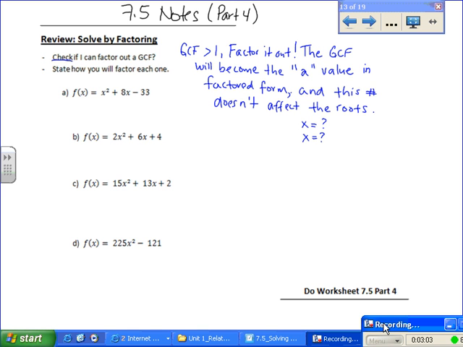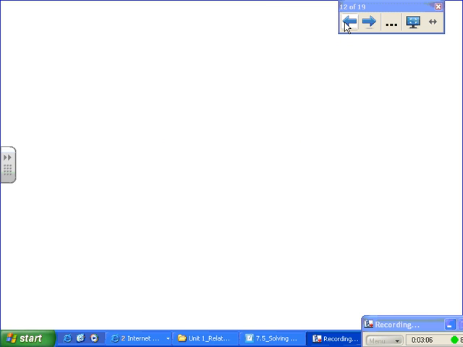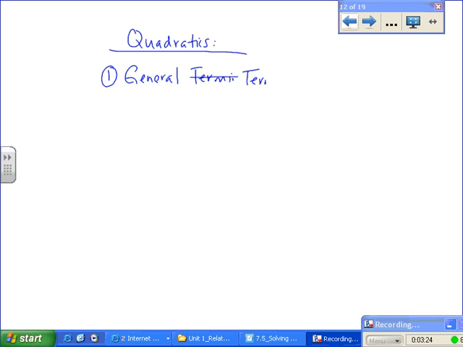So let's go ahead and quickly review the three types of quadratics that we've looked at so far. They can fall into three general categories. So we could have a general term trinomial. Trinomial means that it is an equation that contains three terms. So y is equal to, let's say, x squared plus 3x plus 2. There's a general term trinomial. Why do we call it general term?